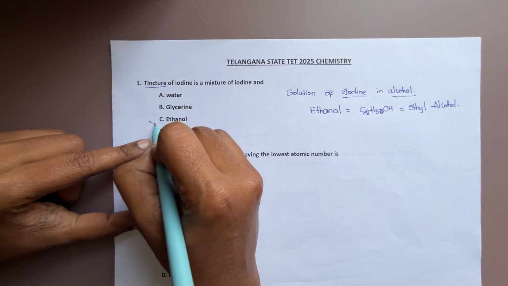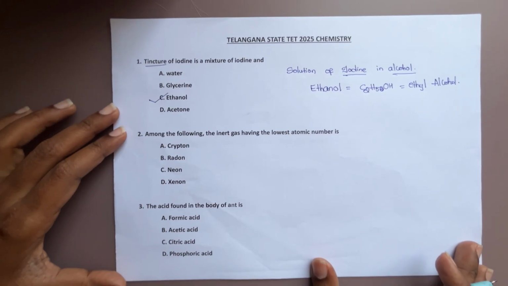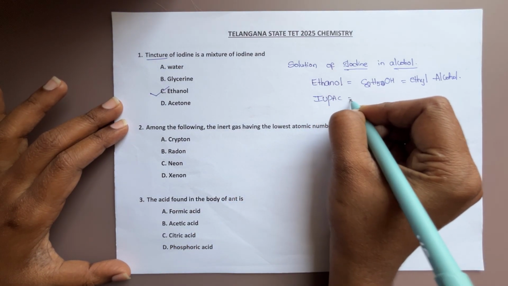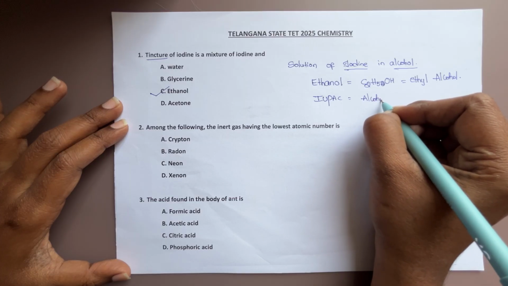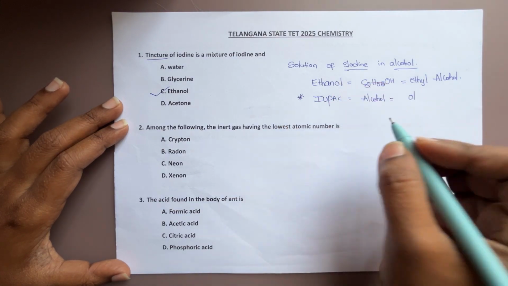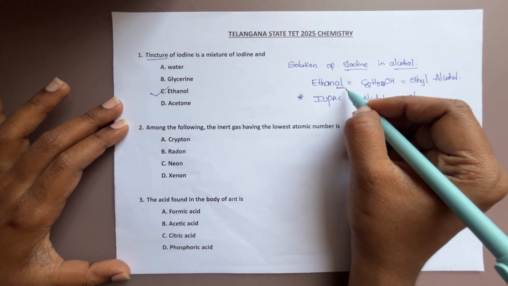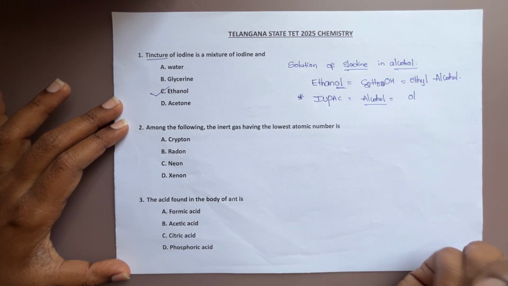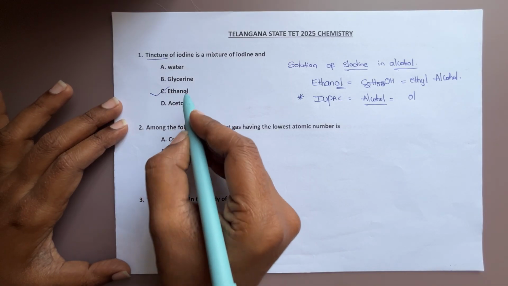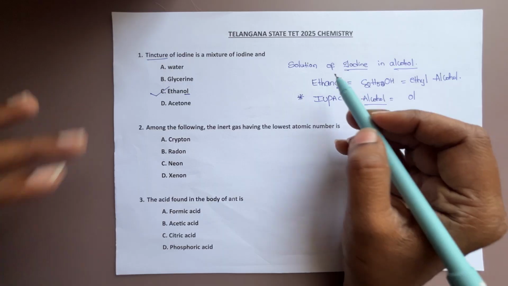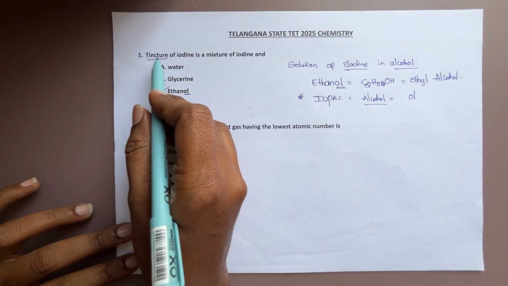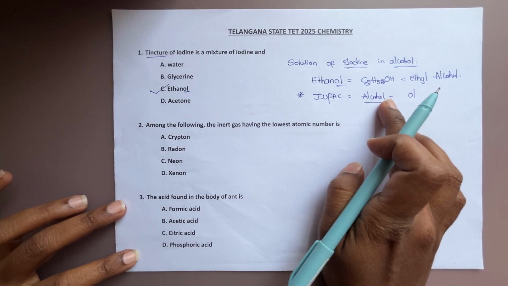So the answer is ethanol. See, in IUPAC nomenclature, alcohol ends with OL. This is a very, very important technique. If the name ends with OL, it is an alcohol. So you can easily remember without knowing the formula also, the ending is OL, so it is an alcohol. So a solution of iodine in alcohol is nothing but tincture. So this is about the first question.